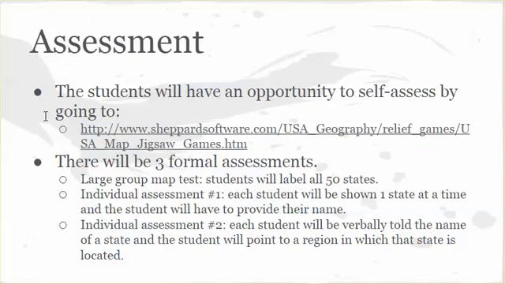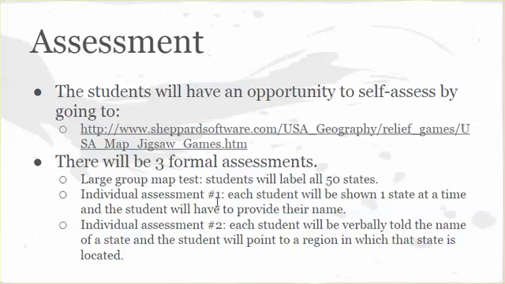The way I'm going to assess the students, first of all, I'm going to let them have an opportunity to self-assess themselves. This would not be graded, so they would go to the Shepherd software and use the jigsaw, and so they would have a really good idea what they need to work on, and then from there I would give them a large group test, and students would then have to label all the 50 states, and then the individual assessments.